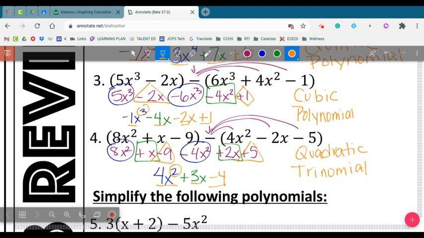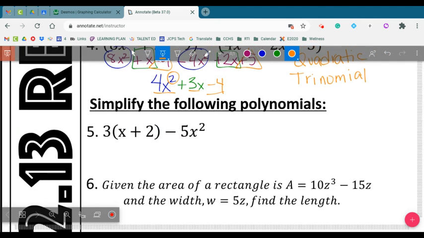Okay, so remember on adding and subtracting, your variable and your exponent stay the exact same. You just add or subtract your coefficients. Okay, going down to simplify the following polynomials.